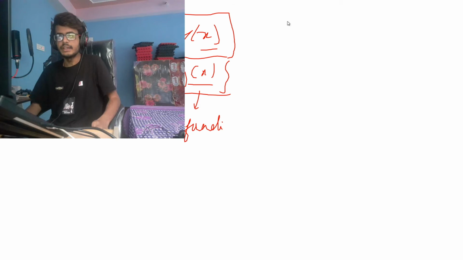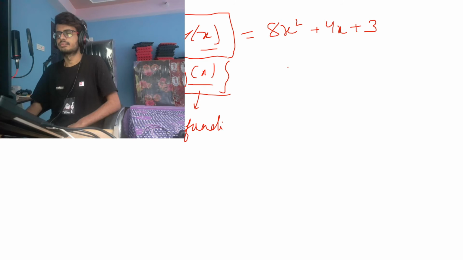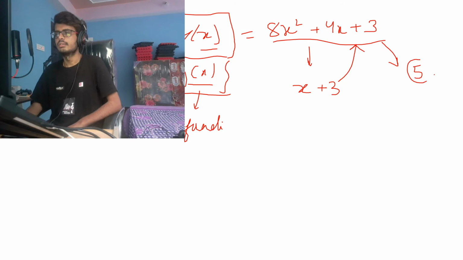So if I say I have a function of x, okay, and that function is 8x square plus 4x plus 3, okay. If I say that I have a function which is 8x square plus 4x plus 3, right? And if I say there is something that can divide this function, like let's say I have a number that is x plus 3 and that can divide this equation, leaving a remainder, let's say 5. Okay, I have an equation that is a function of x, right?